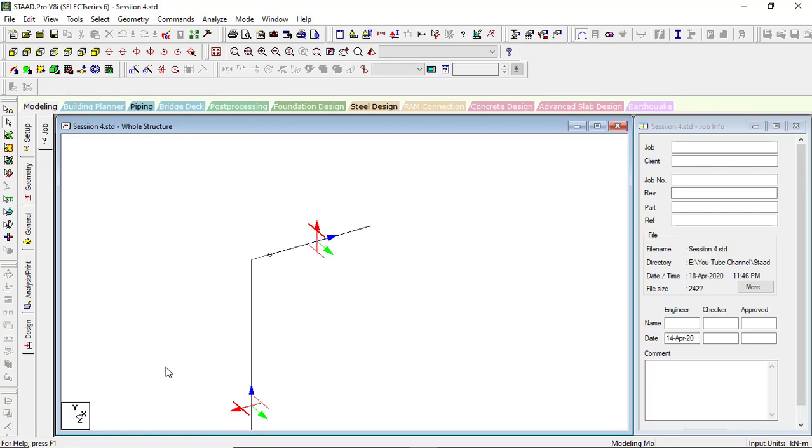If I talk about global axis in StatPro, you can see your global axis at the bottom of the left hand side corner. Vertical axis is Y, horizontal axis is X, and another axis is Z in this direction. Now one more thing I would like to make clear is that it is possible that for a particular member local axis and global axis are the same, but it is not necessary that the case will always be the same.